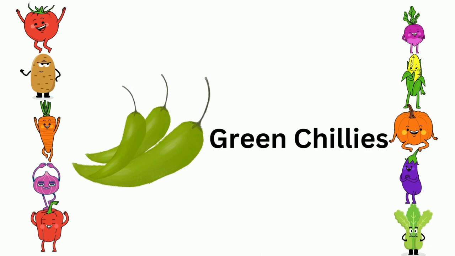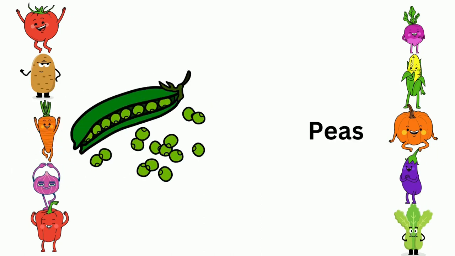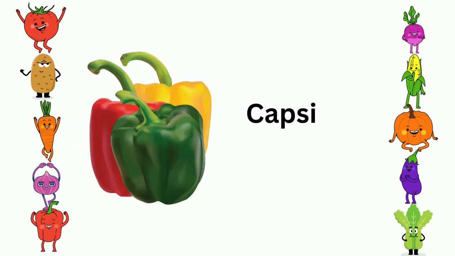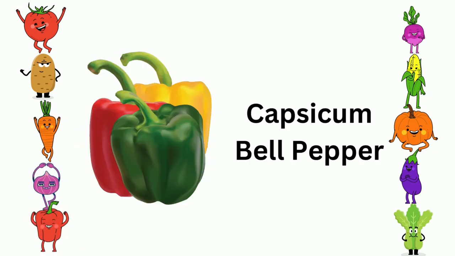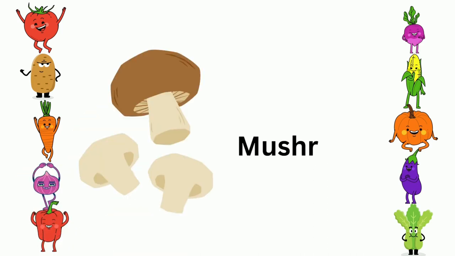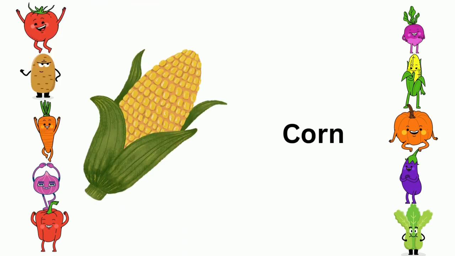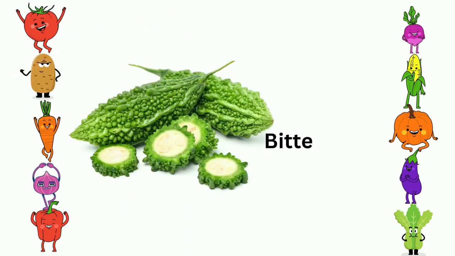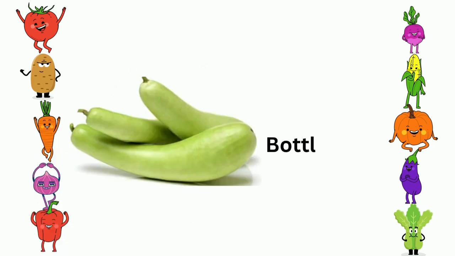Green chilies. What is this? Green chilies. Peas. My favorite peas. Capsicum and bell pepper. Asparagus. Mushrooms. Corn. Say, corn. Bitter gourd. Bottle gourd.